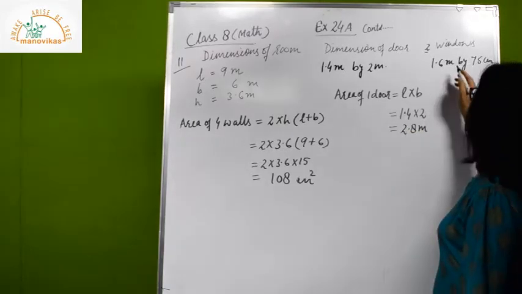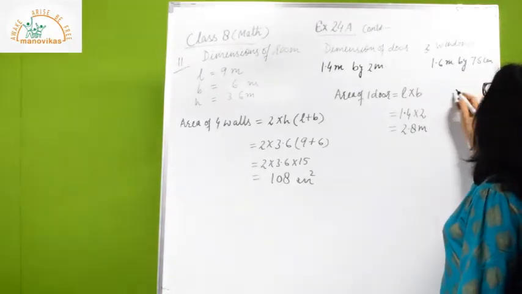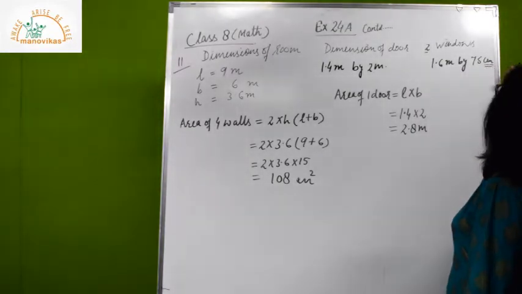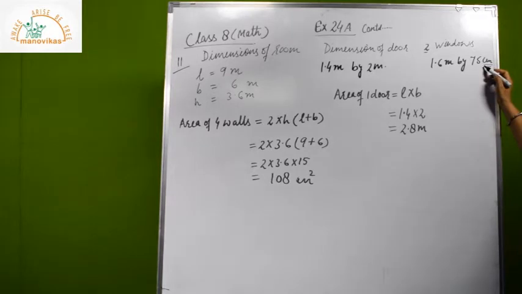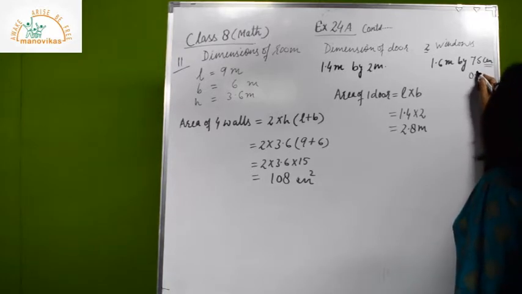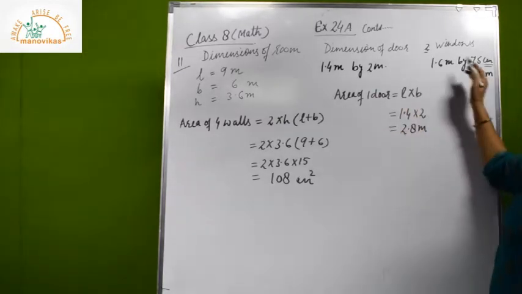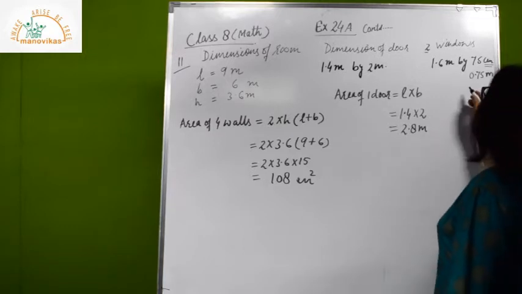Now we have to find the area of two windows. There are two windows and length and breadth are given. But here if you notice the dimensions, one dimension is given in centimeter. As I explained many times, the dimensions should be in the same unit. So here we need to change the unit of this dimension. 75 centimeter means 0.75 meter. Why are we converting to meter? Because all the other dimensions are in meters. So you will convert this centimeter into meter only.